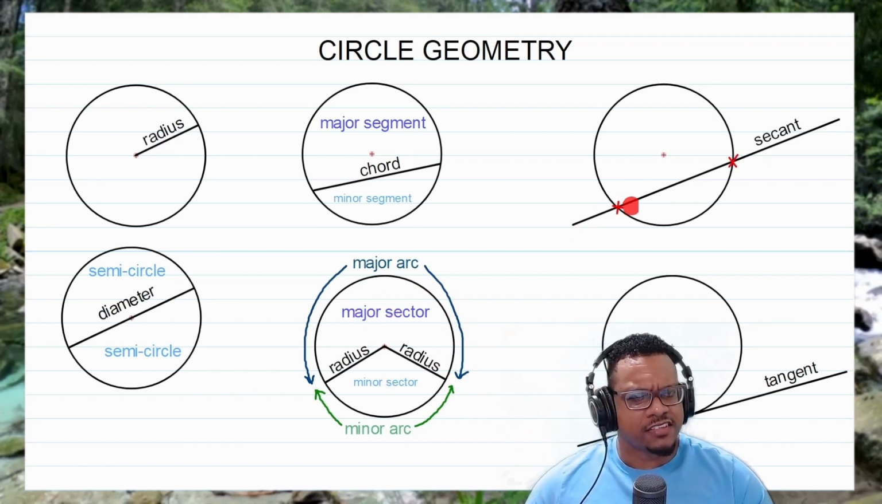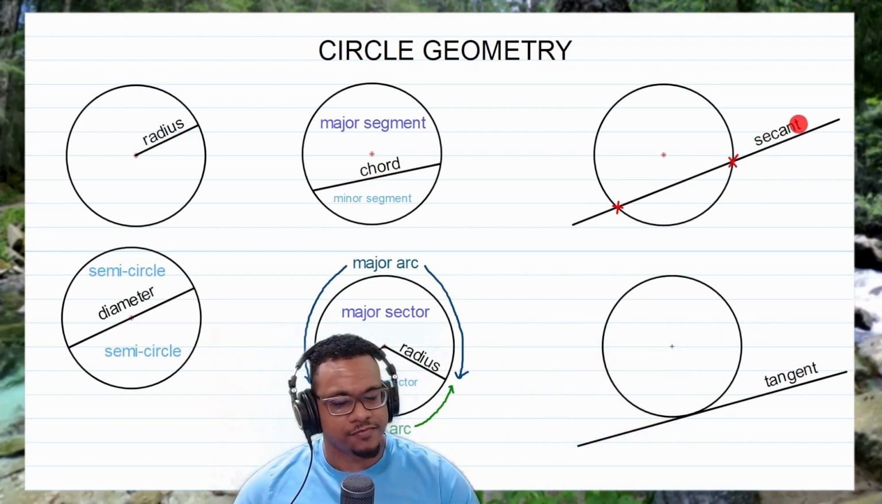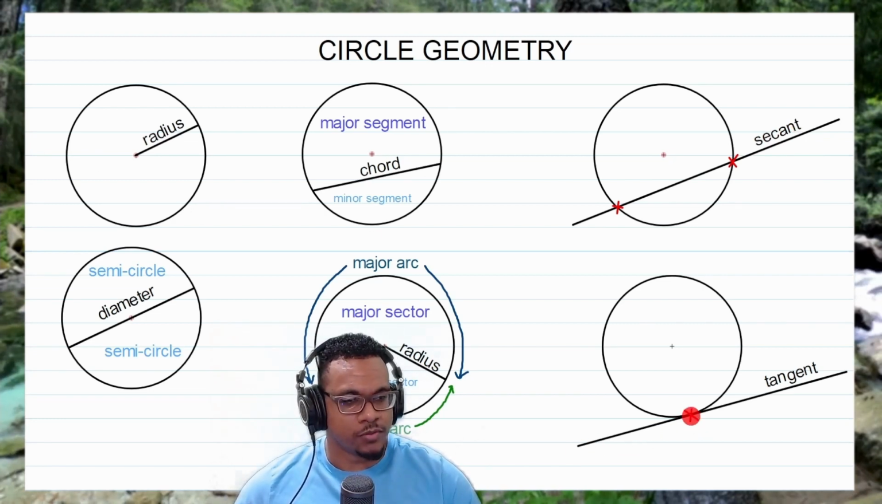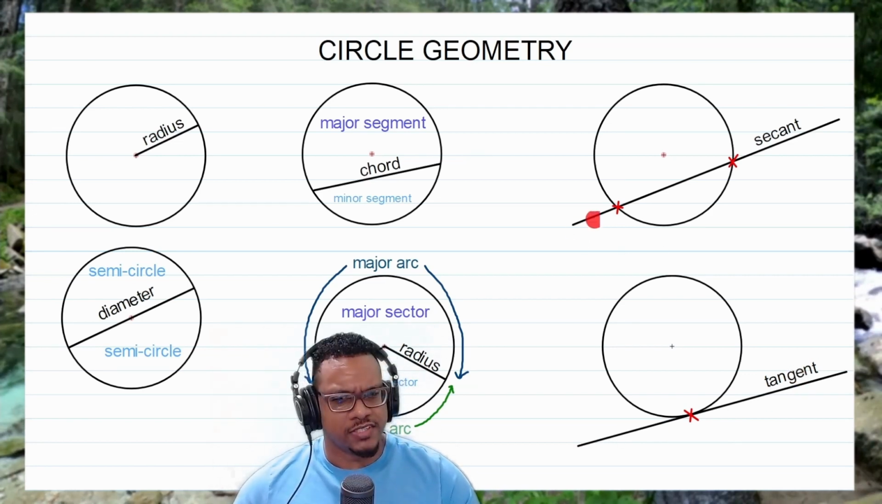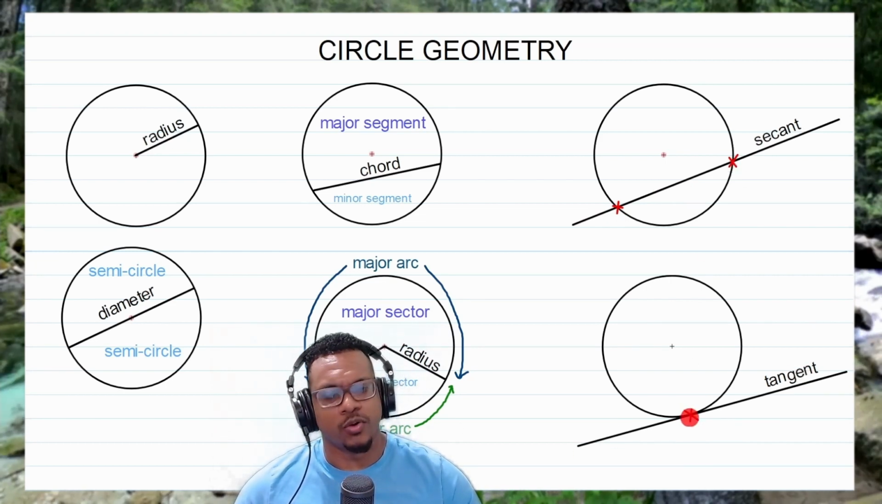So if I have a line that cuts the circle at 2 points, as we can see, this line cuts the circle at this point here and cuts the circle at this point here. This line is known as a secant line. And if I have a line that intersects a circle at 1 point, that line is known as the tangent line. So the secant line intersects the circle at 2 points, and the tangent line intersects the circle at 1 point.